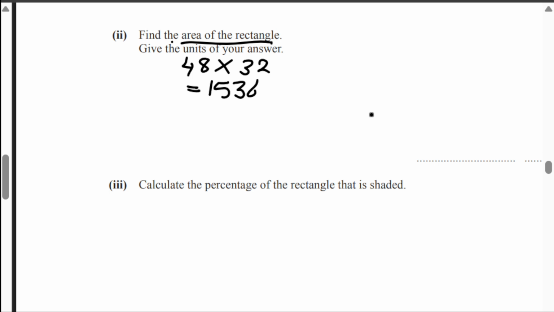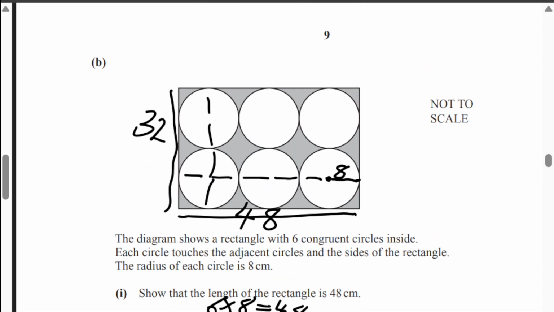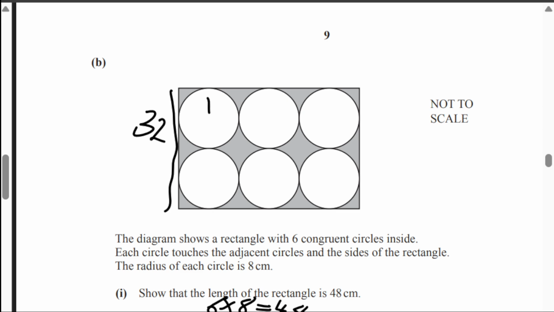The last part asked you to find the percentage of the rectangle that is shaded. What percent is shaded? To find the shaded percent, you first need to find the shaded area. What's the shaded area? The shaded area is the area of the rectangle minus the area of the 6 circles. The area of the rectangle is 1500. Oh gosh, this is a very nice 5.